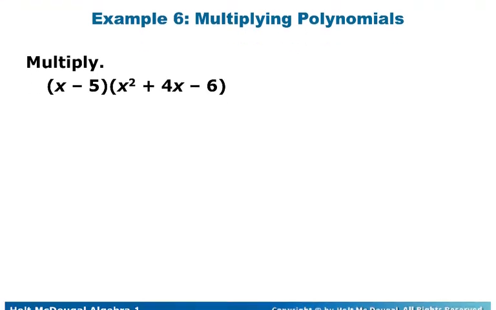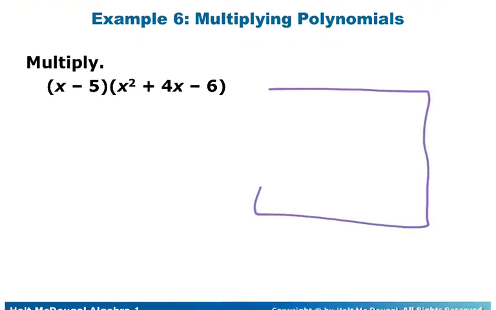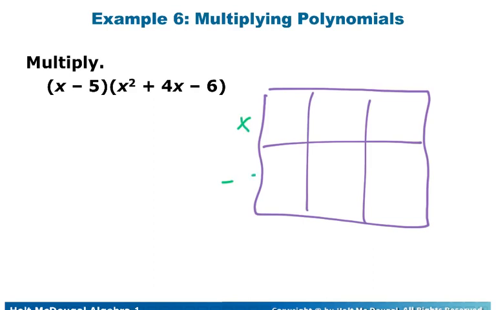Alright, continuing on, this one is a binomial and a trinomial, so that just means that when we make our box, we're going to need it to be a 2 by 3 when we construct it. So we have x and minus 5 here for the binomial, and then the trinomial is x squared, 4x, and negative 6. So just a little bit bigger, but it's going to be the same thing.